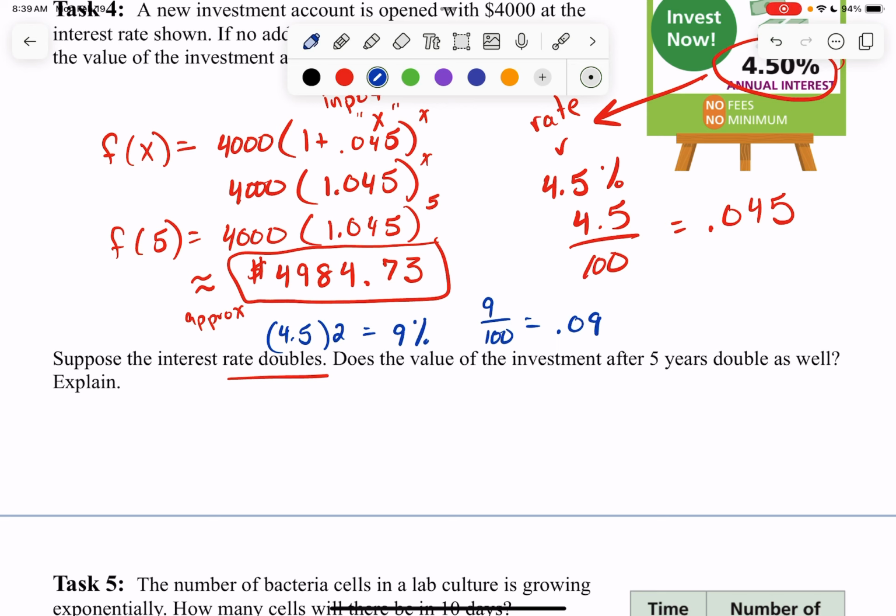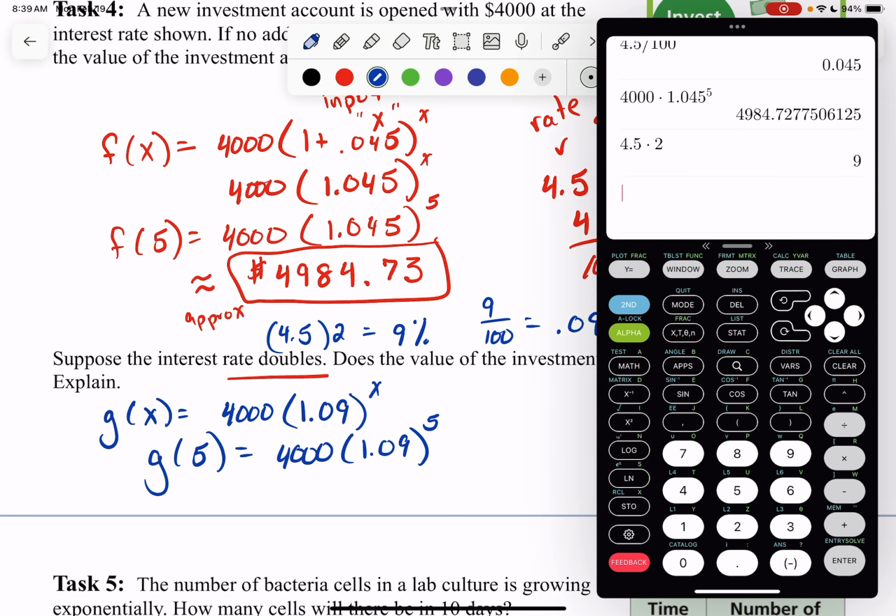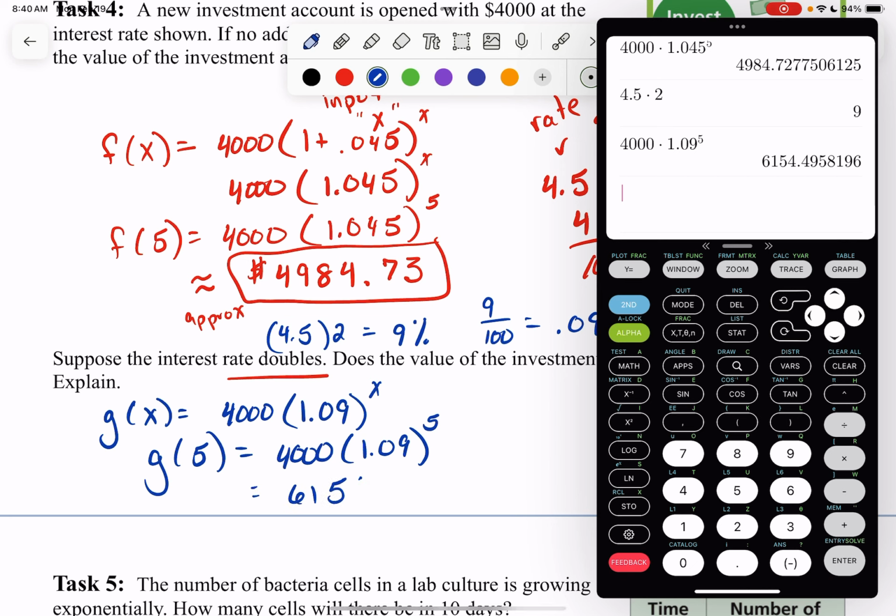So let's call this function g of x, give it a different name. So it'd be 4,000 times 1 plus 0.09, so 1.09 to the x. So now we want to find what's g of 5. 4,000 times 1.09 to the 5th. All right, let's try it. 6,154.50. Wow, I made good money.